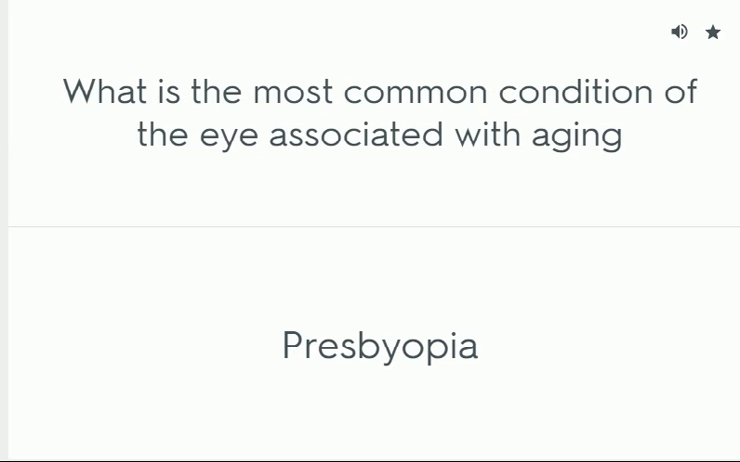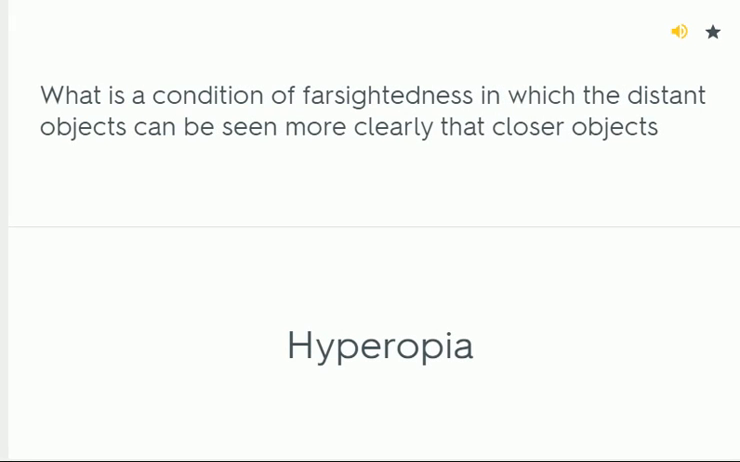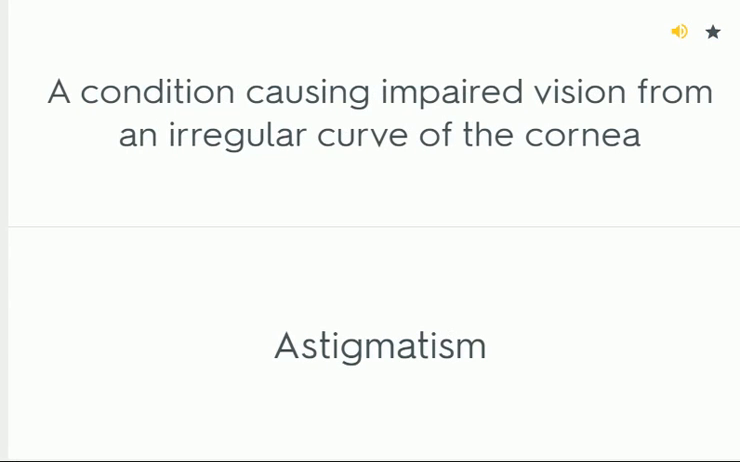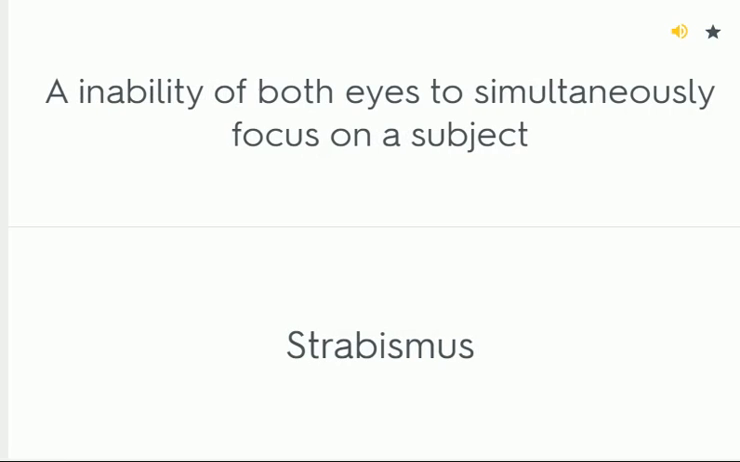Presbyopia. What is a condition of farsightedness in which distant objects can be seen more clearly than closer objects? Hyperopia. A condition causing impaired vision from an irregular curve of the cornea. Astigmatism. An inability of both eyes to simultaneously focus on a subject. Strabismus.